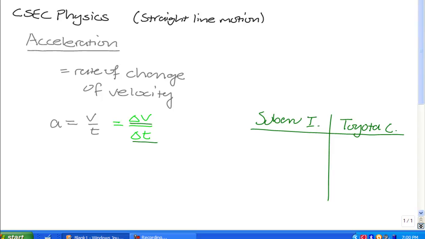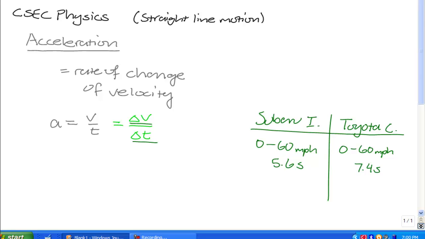Now, I did some research before doing this video, and I found that the 2013 Toyota Corolla can go from 0 to 60 miles per hour in 7.4 seconds. Right? It's pretty quick. So in 7.4 seconds, you're already traveling at 60 miles per hour. Now, a Subaru Impreza WRX, which is my car by the way, can go from 0 to 60 miles per hour in just 5.6 seconds.